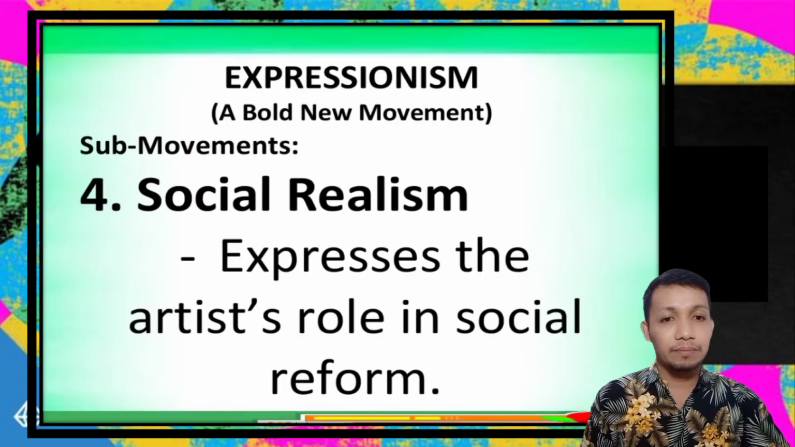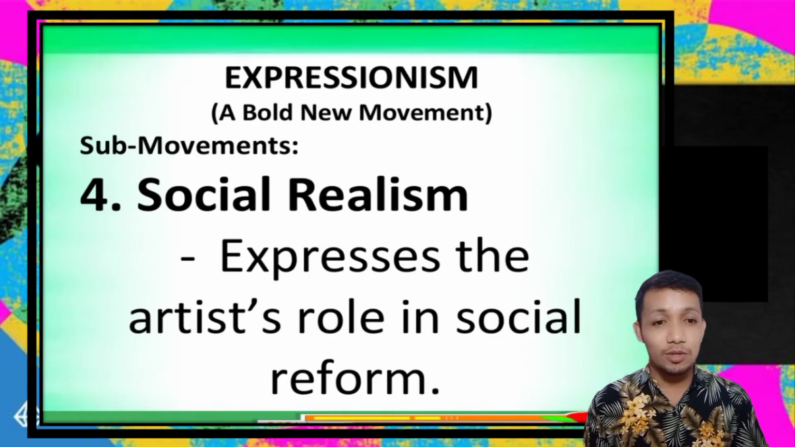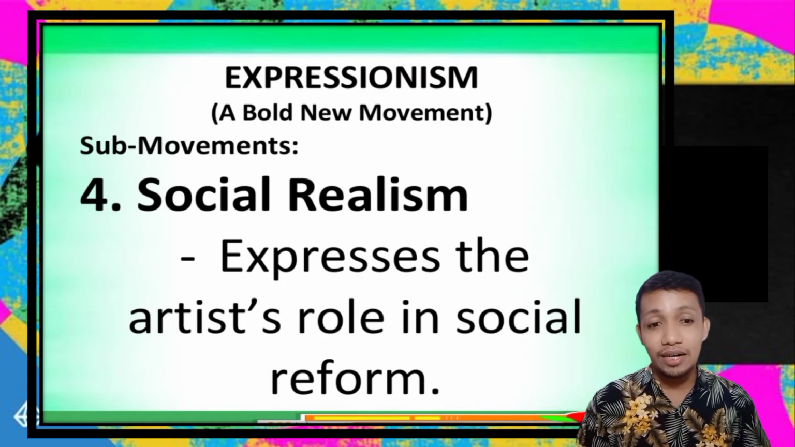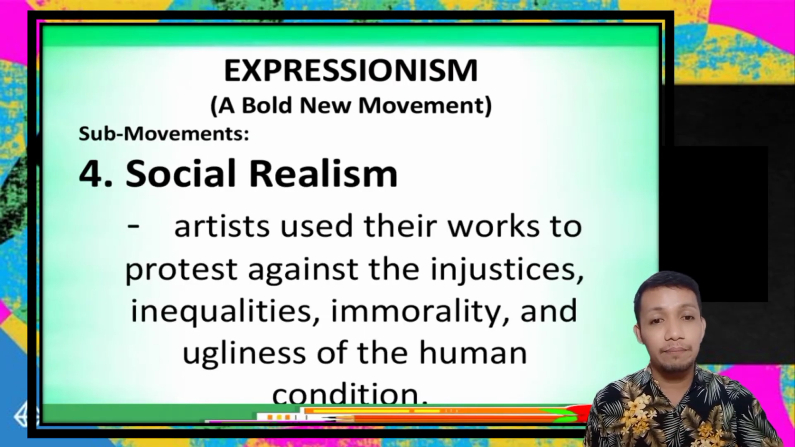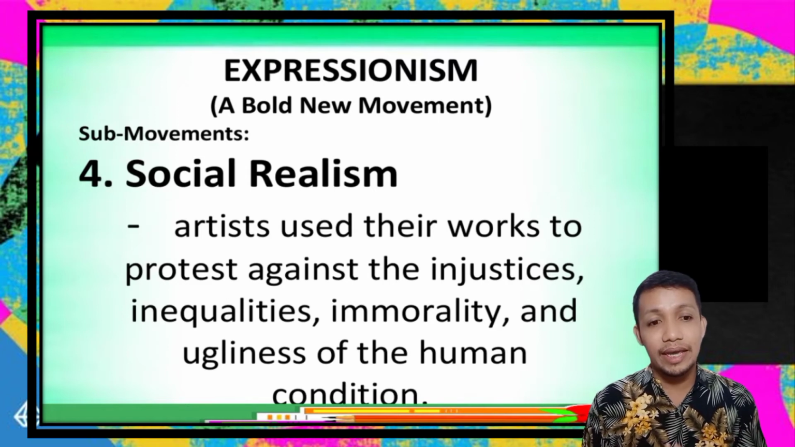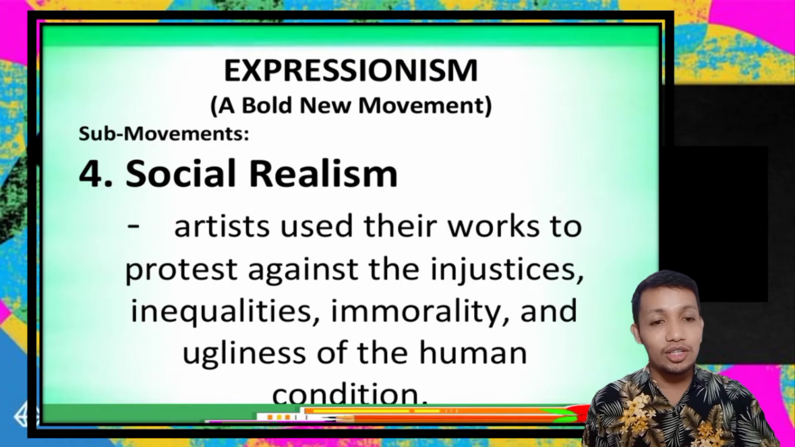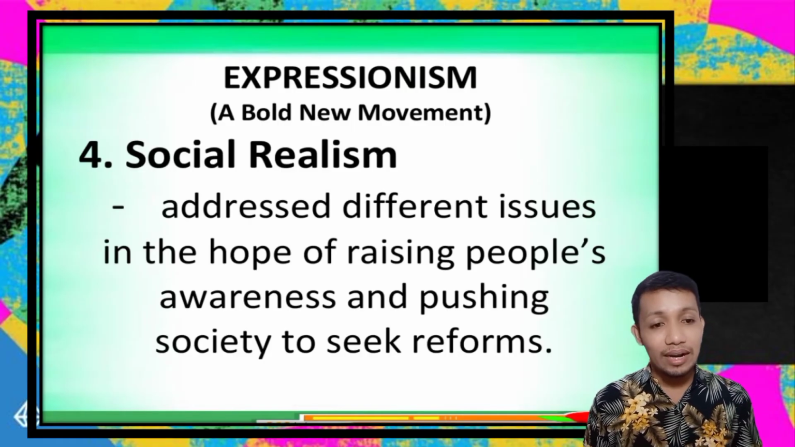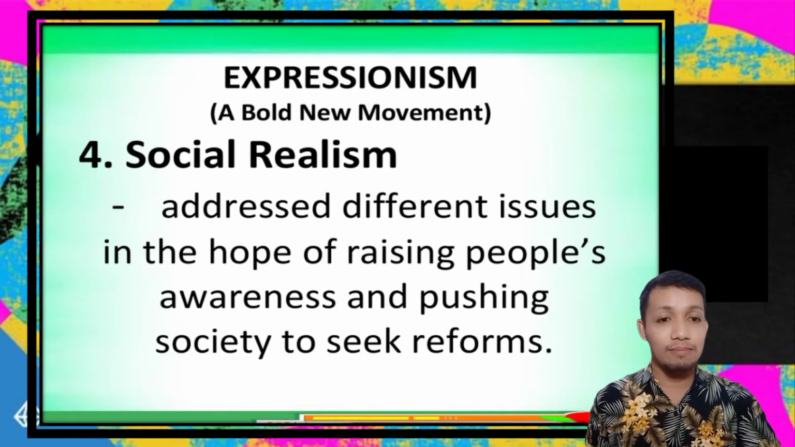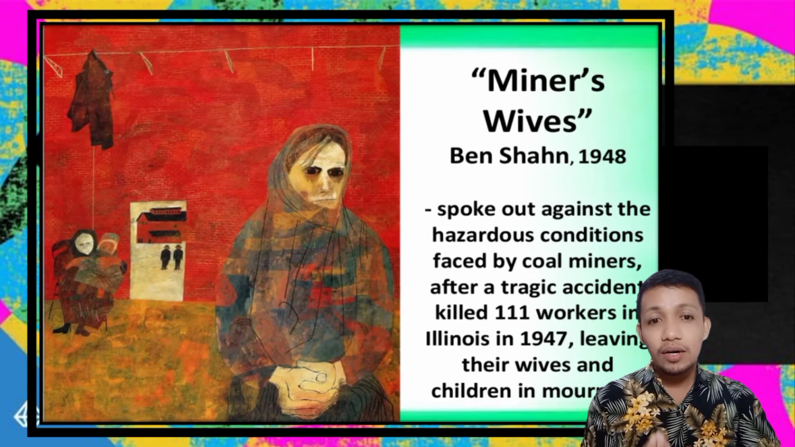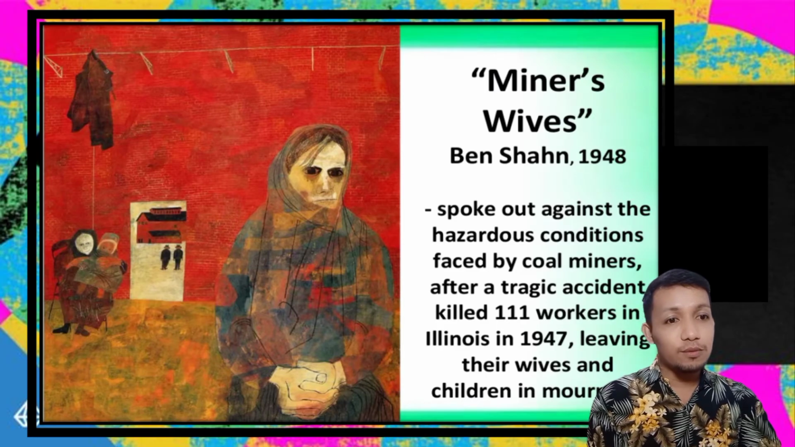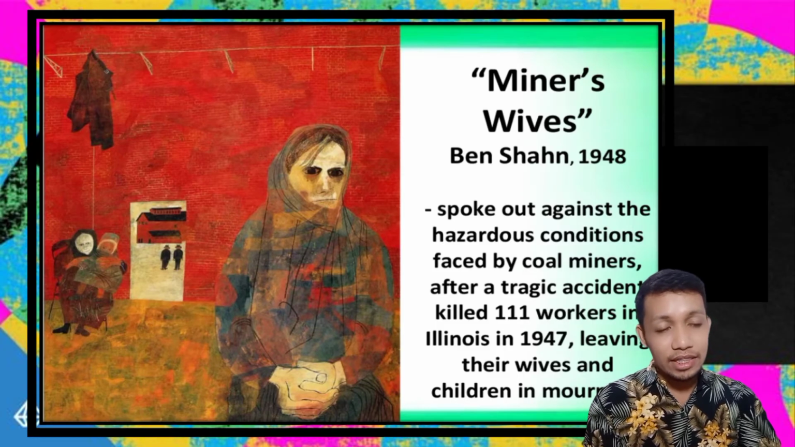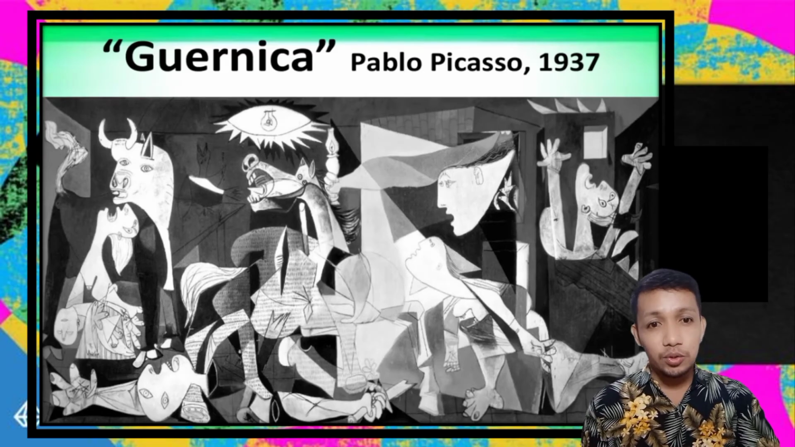year 1933. Another sub-movement of expressionism is social realism, and it expresses the artist's role in social reform. Artists use their works to protest against the injustices, inequalities, immorality, and ugliness of the human condition. And it addressed different issues in the hope of raising people's awareness and pushing society to seek reforms. Example of paintings that show social realism are Miner's Wives by Ben Shahn in the year 1948, and also Guernica by Pablo Picasso in the year 1937.